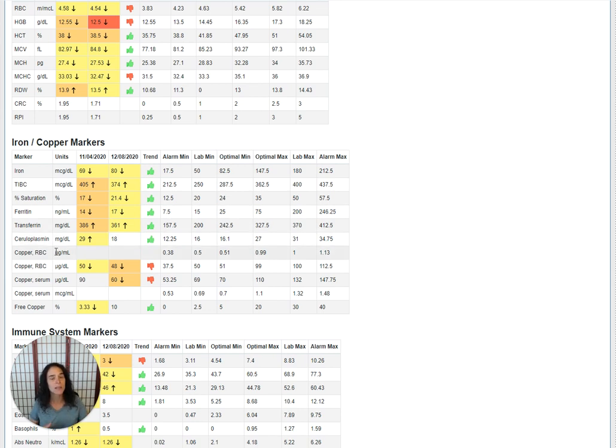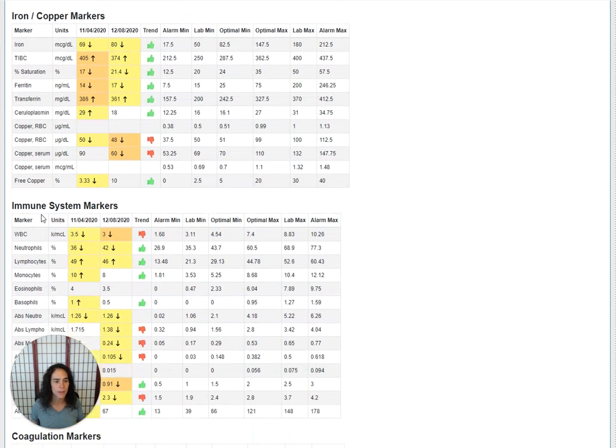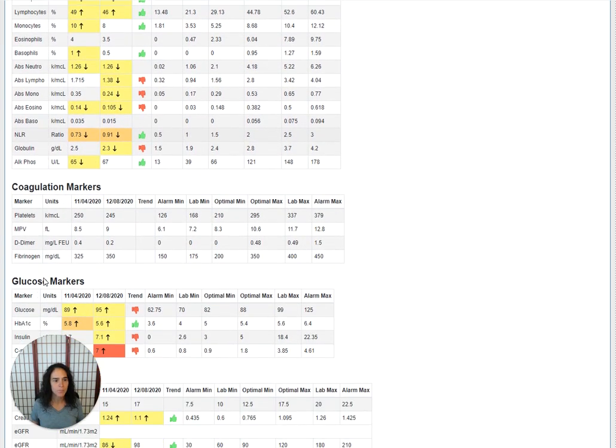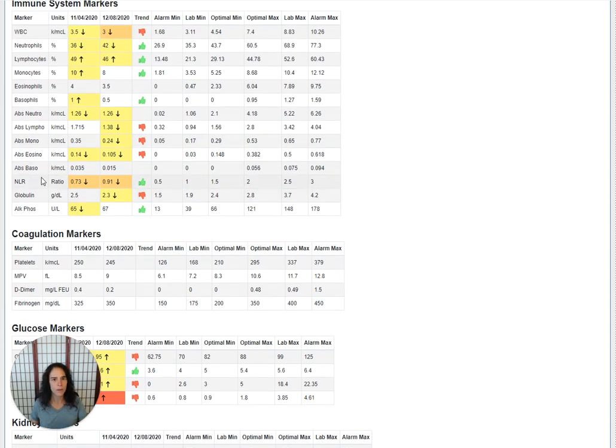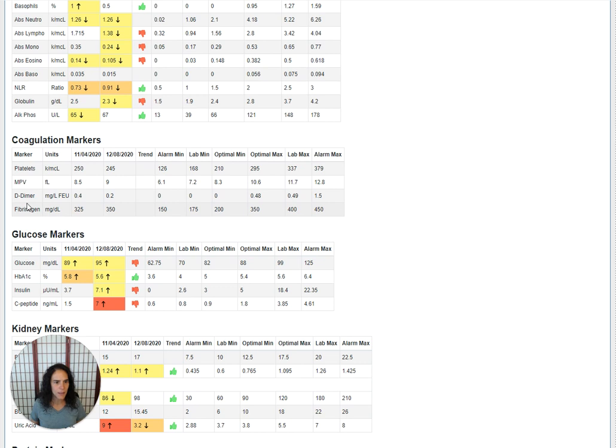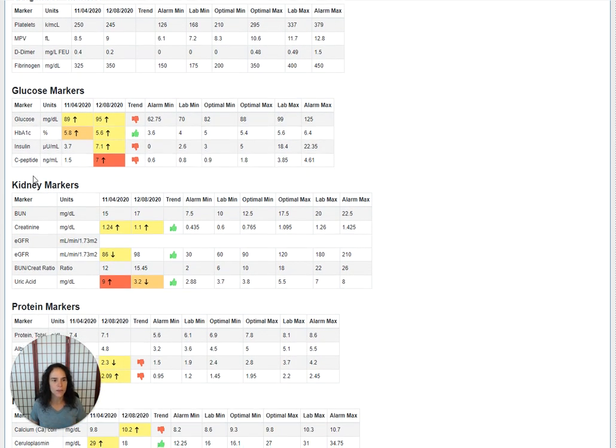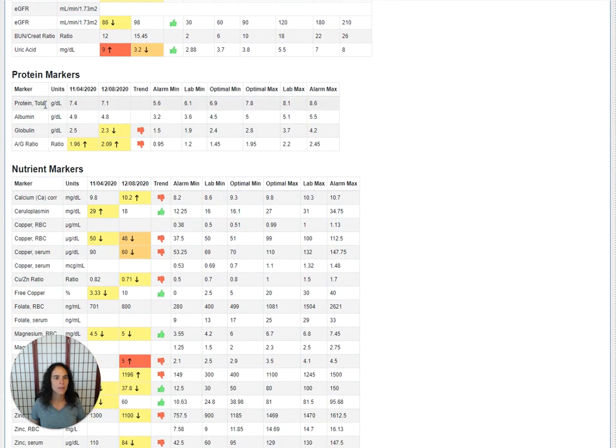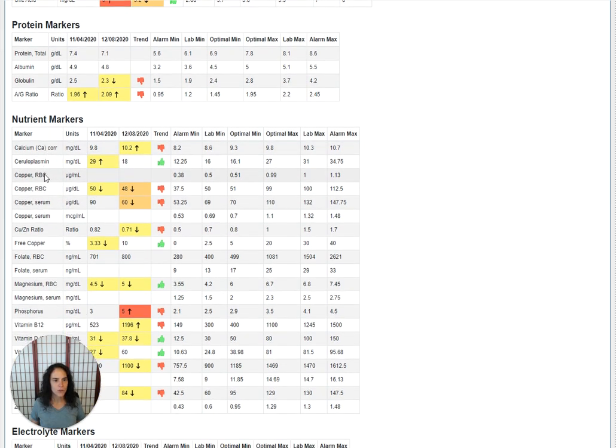You need copper to convert iron into its proper form to be attached to transferrin. So copper is pretty important as well. That's why I put copper in with the iron. Immune system markers here: I have globulin and alkphos in the immune system, but they're also down where they're supposed to be in proteins and liver. I'll have coagulation markers grouped together now, glucose markers, kidney markers, protein, nutrient markers.